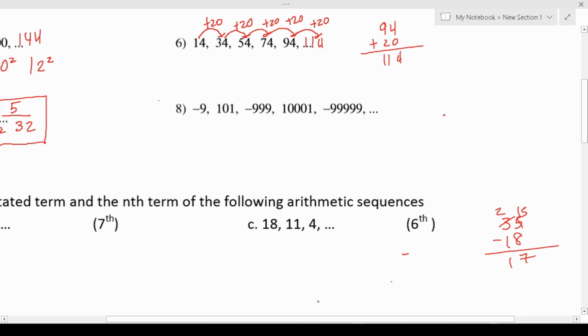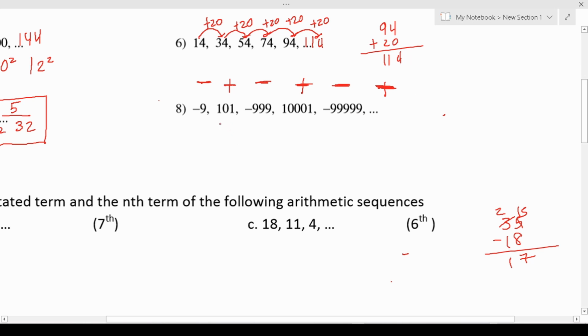Right, number 8 is pretty challenging as well. As you can see, the terms in this sequence are -9, 101, -999, 10001, and -99999. So this again is kind of a pure test of your ability to recognize patterns. In this case, it should be obvious that we're going from negative to positive to negative to positive to negative. So I know the next term in this sequence is going to be positive.